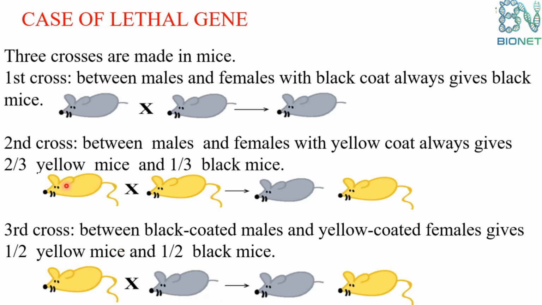Now for the second cross, the appearance of a black mouse in the descendants indicates that the parents are heterozygous. Each one carries in its genotype the allele small b. Then the genotype of these parents is Y for the yellow color and B for the black color, so YB. Here we have a cross between two hybrid individuals, YB cross YB. Then this is a self-cross or self-fertilization.